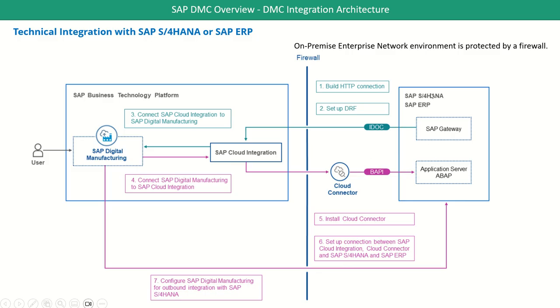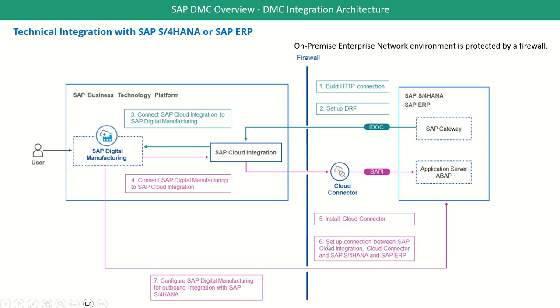And here S4 HANA uses the application server as ABAP and the SAP Cloud Connector. So why the SAP Cloud Connector? Whenever we are connecting an on-premise system to cloud, the Cloud Connector is needed. All the communication will happen through the Cloud Connector. So you need to install the Cloud Connector at your on-premise system, and you need to configure it by providing the subaccount information for your SAP BTP subaccount where SAP Digital Manufacturing has been subscribed.